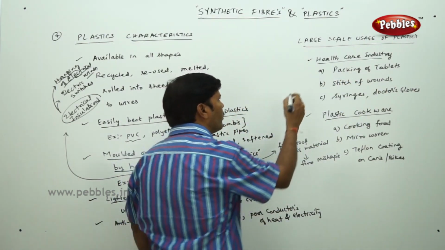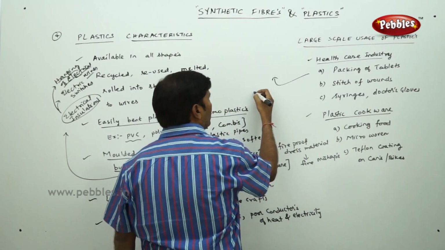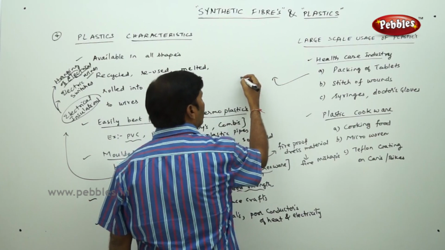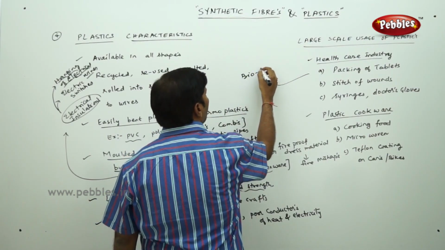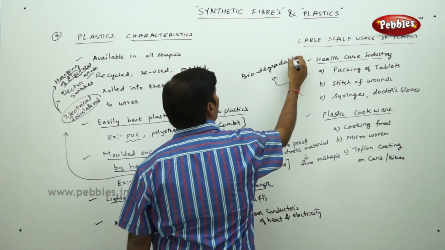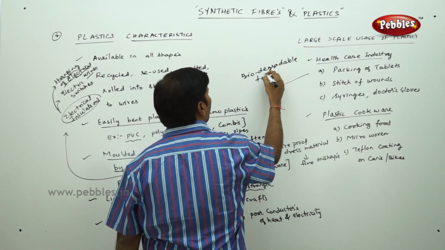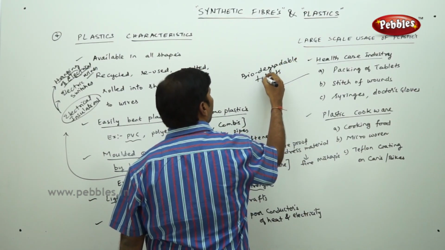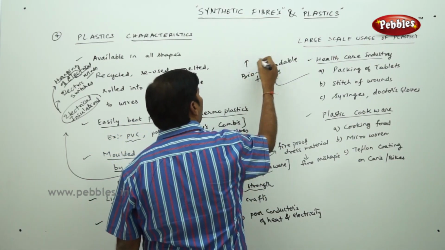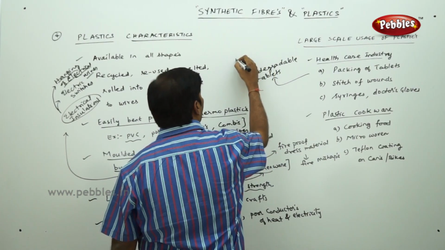But one important area which we have to notice here is that nowadays biodegradable tablets are also coming. That is, biodegradable tablets are also manufactured, which are very safe for us to consume. The chemical substance used in the biodegradable tablets is PHBV.